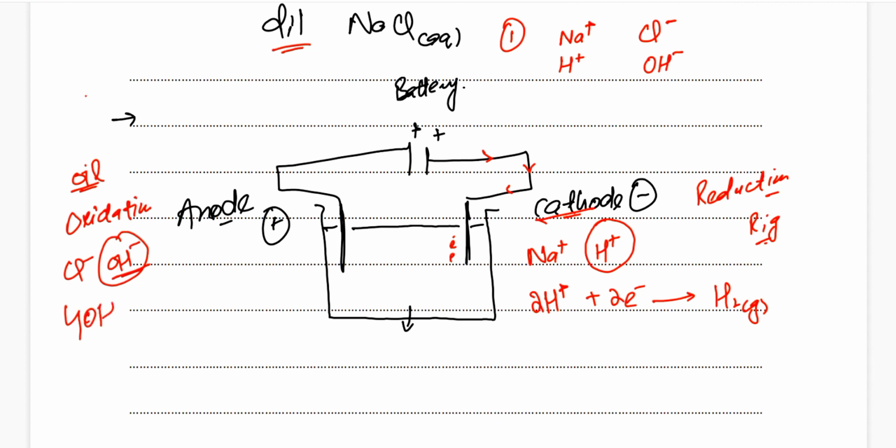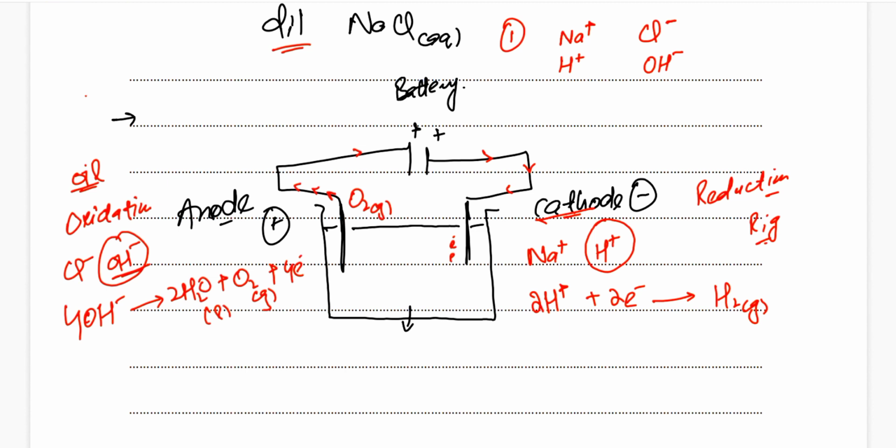So 4OH minus will form 2H2O, you have to keep it in your mind, and O2 gas, plus 4 electrons. So 4 electrons will be given back to the battery, and oxygen being the gas will be released from here. And 2H2O, that is the liquid, will remain in the solution. Hydrogen in the form of bubbles, oxygen in the form of bubbles will be released.